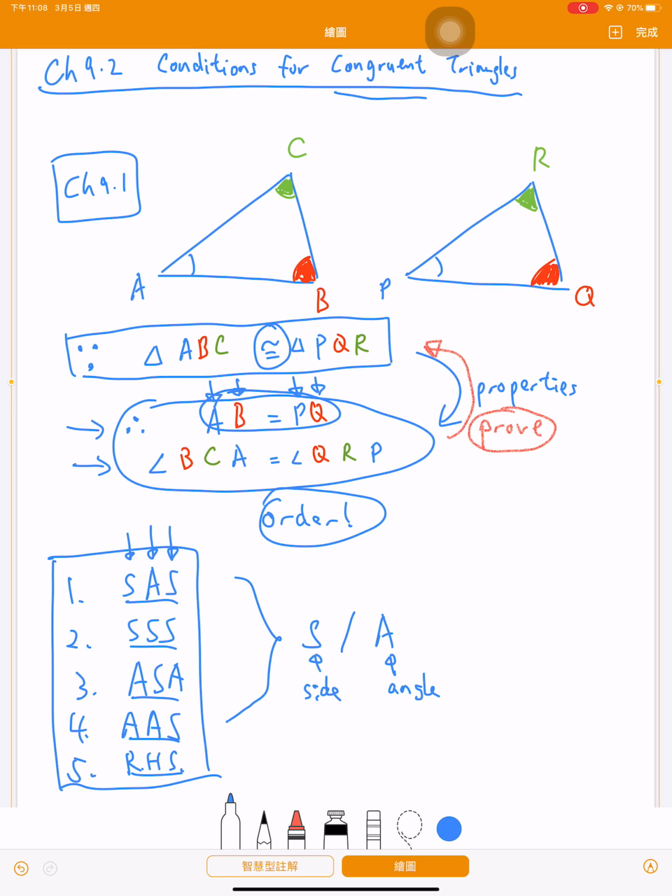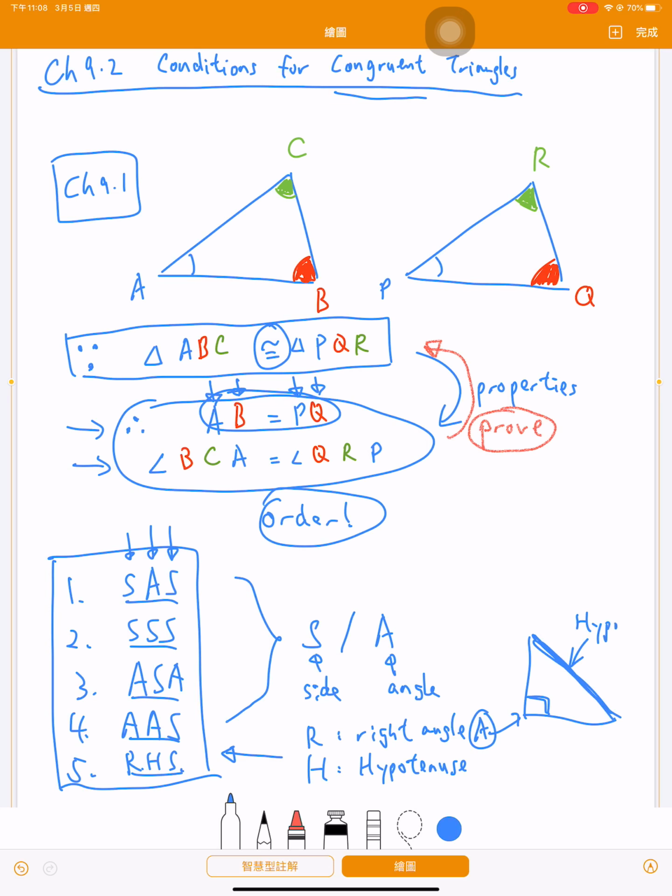Okay. Then, how about the last one? That is RHS. This one is special. R is right angle. That means if there is a right-angled triangle, this one is the right angle. So in fact, it's also talking about an angle, just an angle, but this is a special one only. H means hypotenuse. In fact, it is also in the right triangle. This line, this one, we call it the hypotenuse. In Chinese, it's called 斜边.